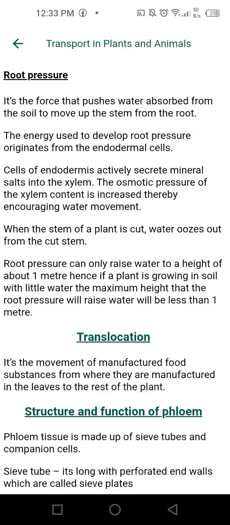When the stem of a plant is cut, water oozes out from the cut stem. Root pressure can only raise water to a height of about 1 meter. Hence, if a plant is growing in soil with little water, the maximum height that the root pressure will raise water will be less than 1 meter.